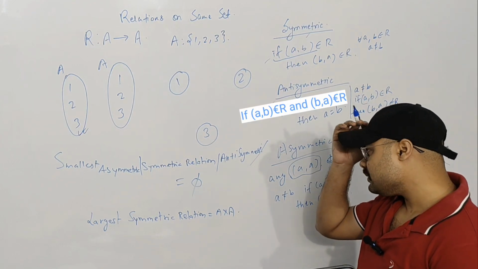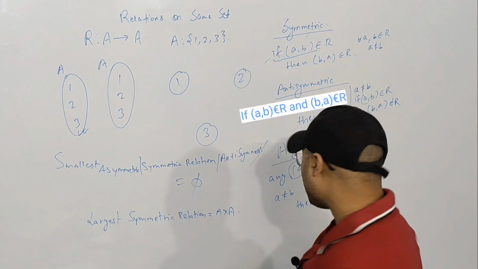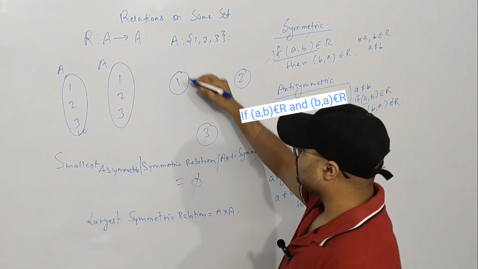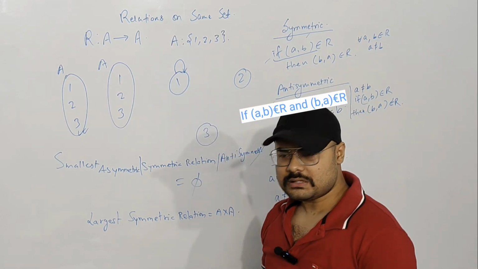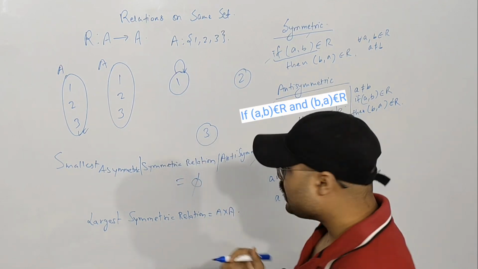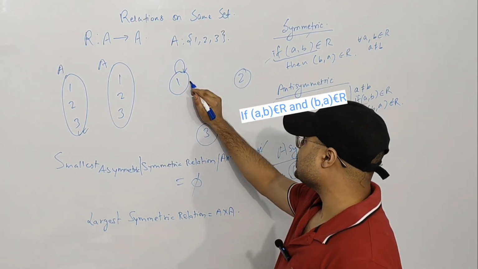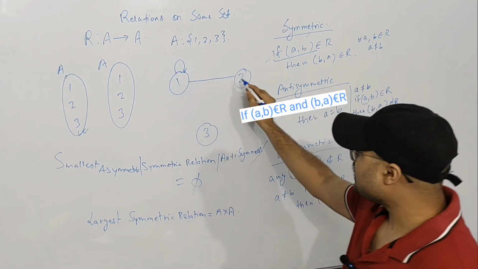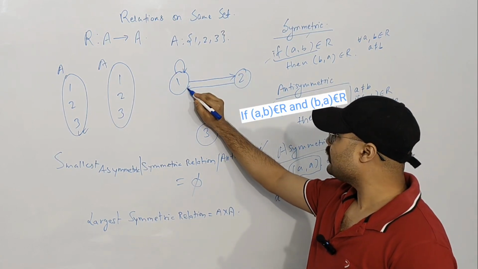Some results regarding the graph of a symmetric relation. There can be a self loop. Yes, there may be a self loop, or there may not be, based on whether an element is related to itself or not. But if there is an edge between two distinct elements, let's say from 1 to 2, then 1 is related to 2, and 2 must also be related to 1.